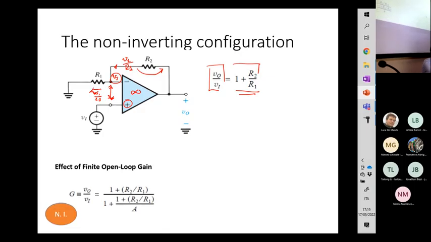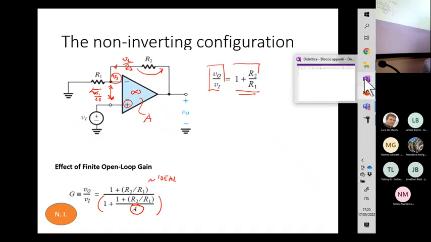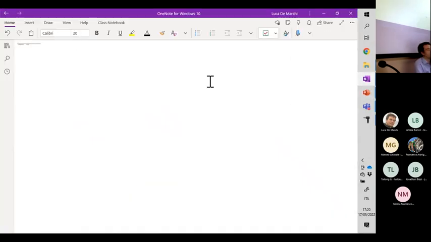there are some finite open loop gain effects also for this configuration. So if we replace the infinite gain with A, then we have this formula here. So you see there is a sort of degradation of the ideal transfer function by the effect of the finite value A. So let's try to analyze the origin of this formula.